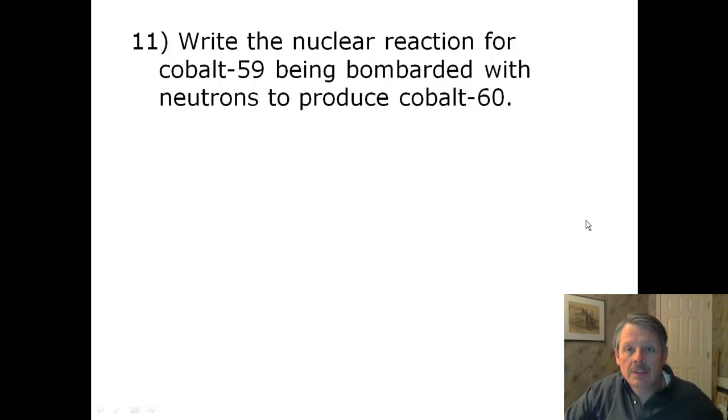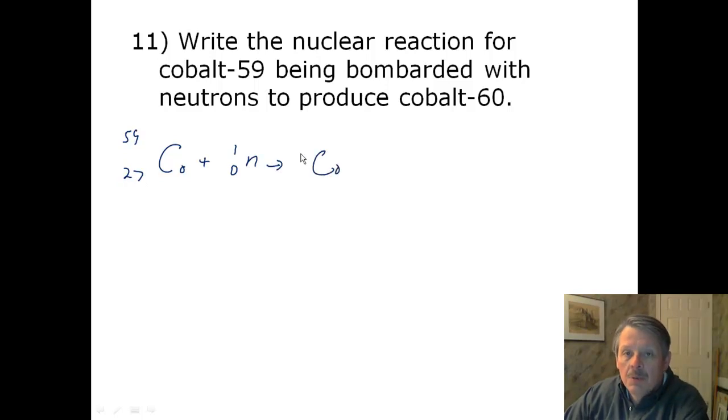Number 11. Write the nuclear reaction for cobalt. Cobalt 59. Cobalt is number 27. And we hit it with a neutron, and it produces cobalt 60. Well, that's pretty simple. Cobalt 60 with 27. Okay, no surprise there.